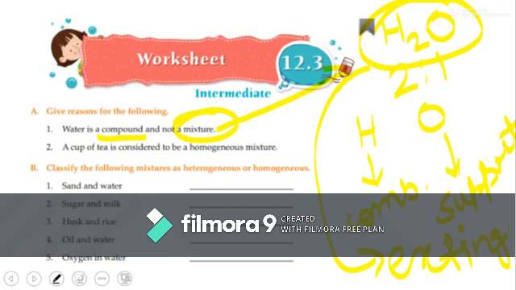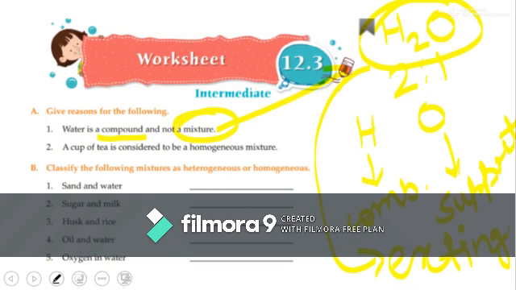Understood? Now a cup of tea is considered to be a homogeneous mixture. This you have to explain by yourself. और cup of tea तो आप रोज ही पीते हो, ऊपर से टेस्ट नीचे से टेस्ट, पूरे कप में चाय का टेस्ट एक ही रहता है, राइट? तो आपको खुद एक्सप्लेन करना है why it is a homogeneous mixture, right?